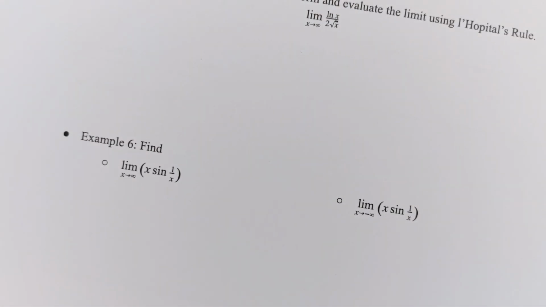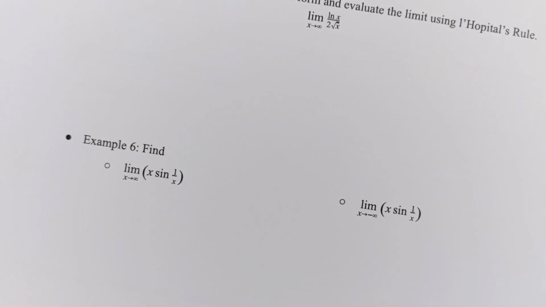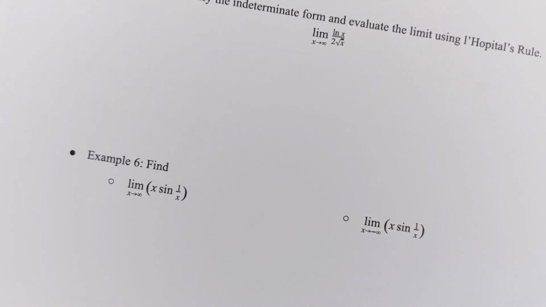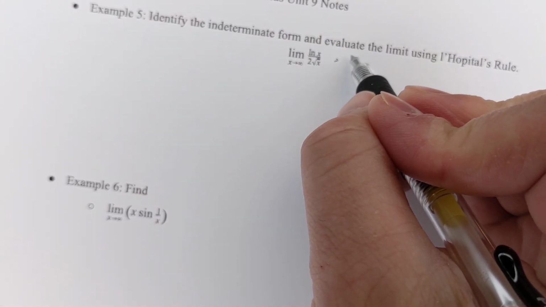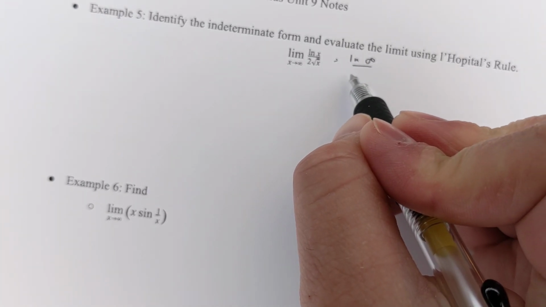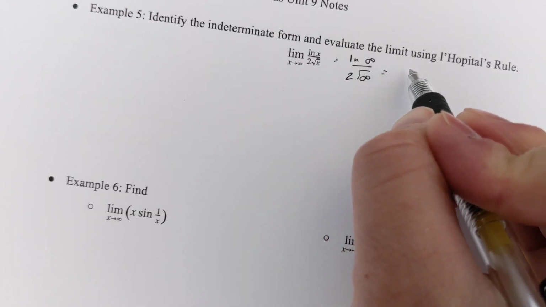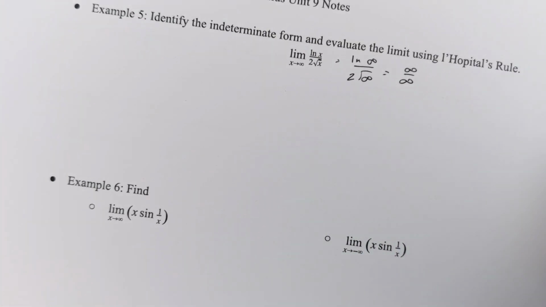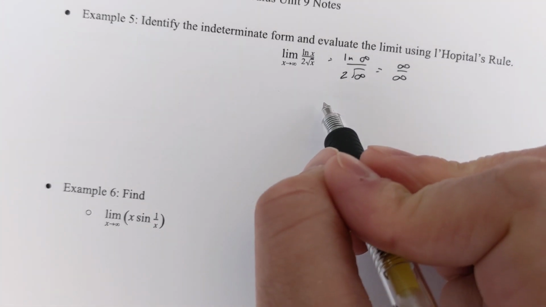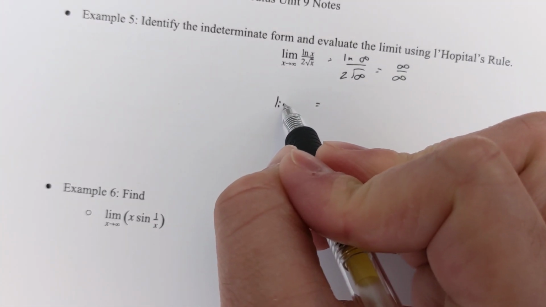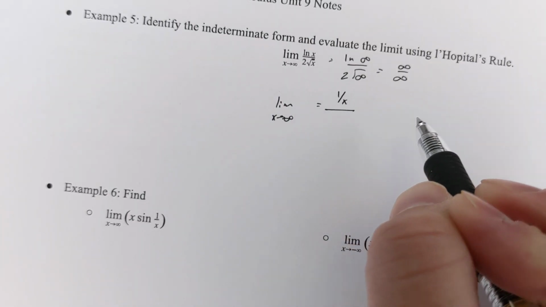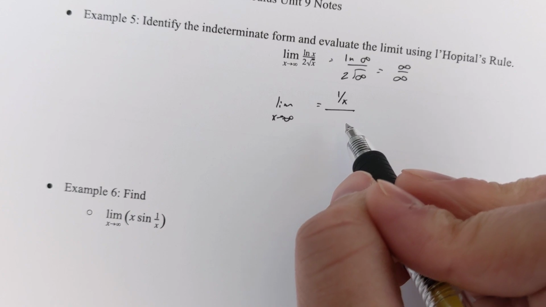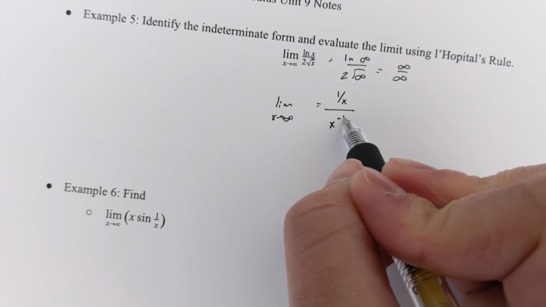Okay, so example 5, identify the indeterminate form and evaluate this one. So we get ln x over 2 root x. So this becomes the natural log of infinity over 2 times the square root of infinity, which is still infinity over infinity. So derivative of the top, so limit x approaches infinity, is 1 over x. On the bottom, derivative of 2 root x is going to be x to the negative half.